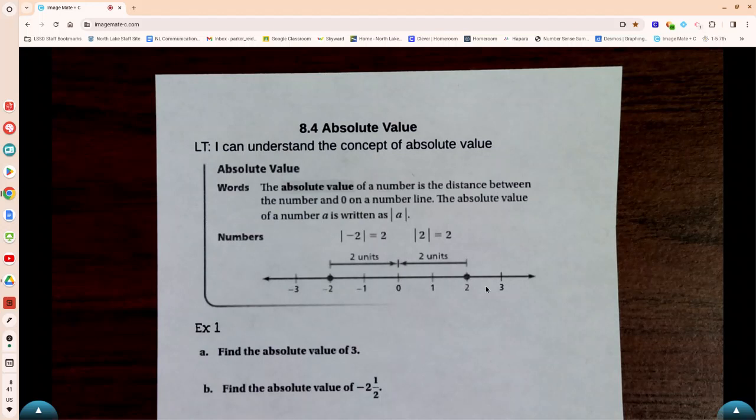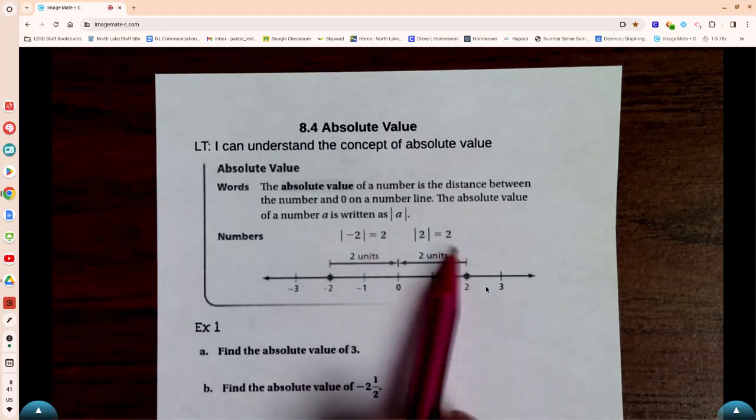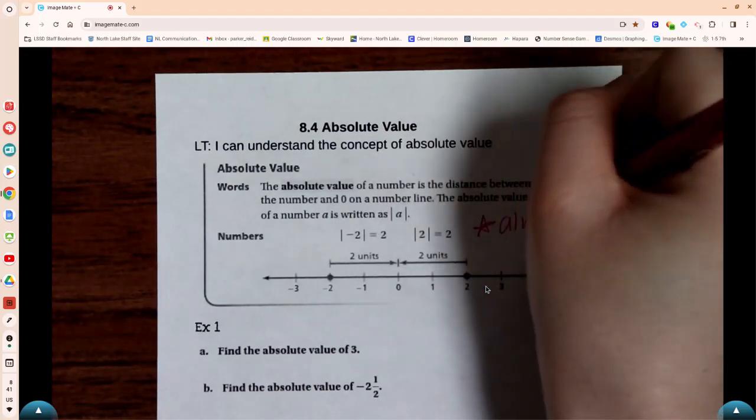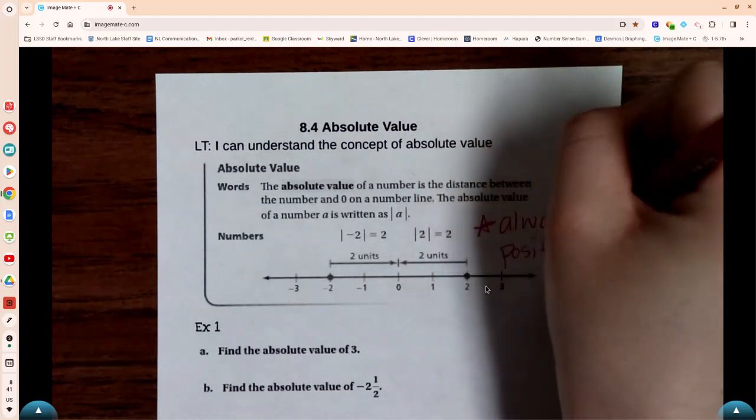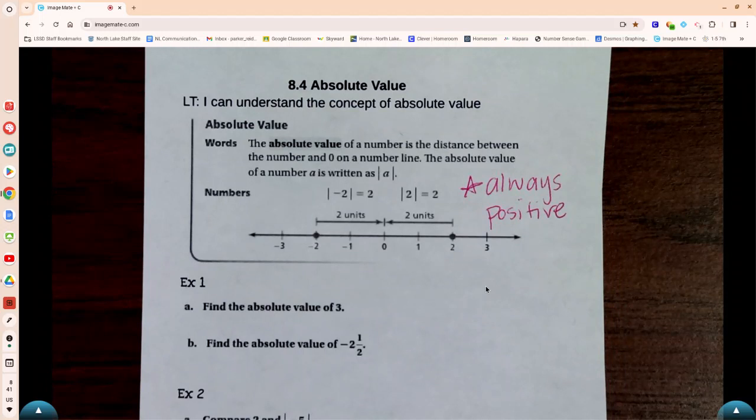So one really important thing about absolute value is that it is always positive. See how that was positive as was that? So I want you to add a little note that says always positive. Because distance is always positive. Right? You don't travel negative 100 miles, you travel 100 miles.